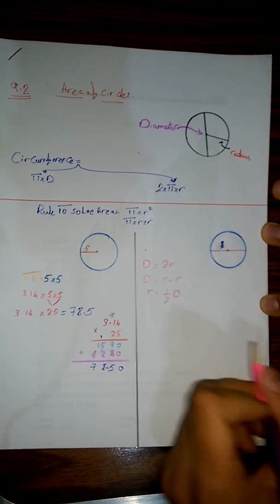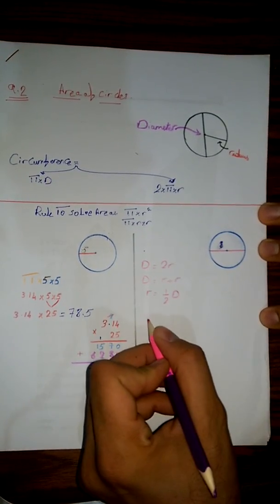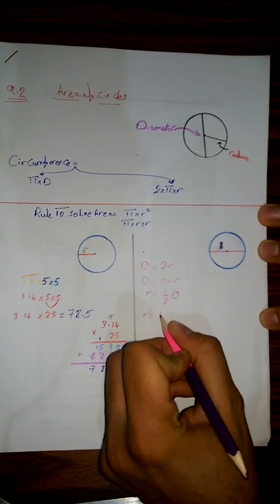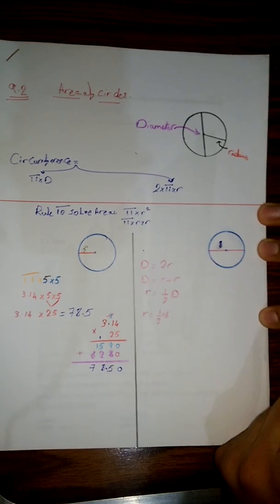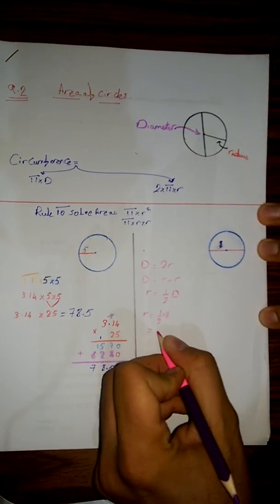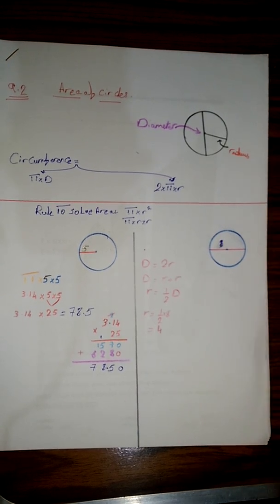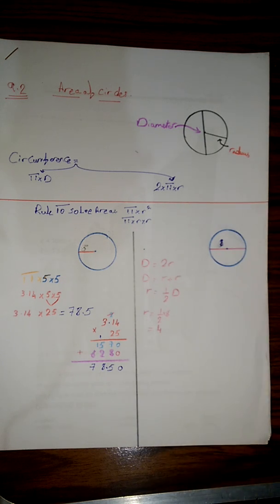We have the diameter as 8, and we said that the radius is half the diameter. So if I want to find the radius, it would be half times 8, which would give us 4. So when we find the diameter we're gonna cut it into half, to get the value of the radius. So now we know that our radius equals 4.